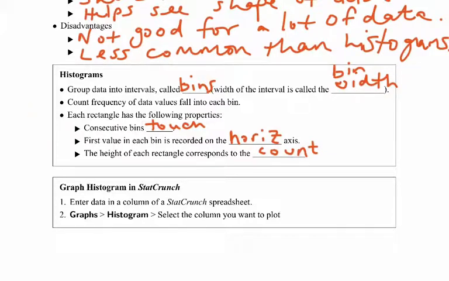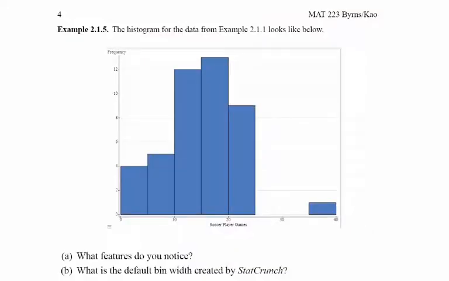All right. So to make a histogram in StatCrunch, these are the steps that you're going to follow. You're going to have your data in a column of StatCrunch, and then you're going to go to Graphs, Histogram, and then select the column that you want to plot. And again, we'll go over that a little bit more in class. On the next page of your notes, you'll see the soccer player data, again, the number of games played. And this is a histogram. We'll talk in class about how to develop the histogram in StatCrunch.